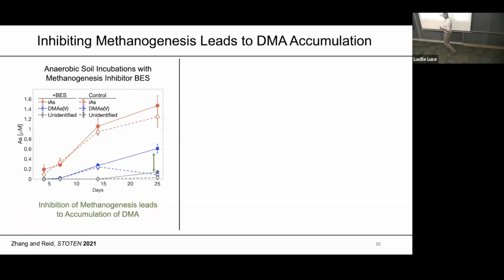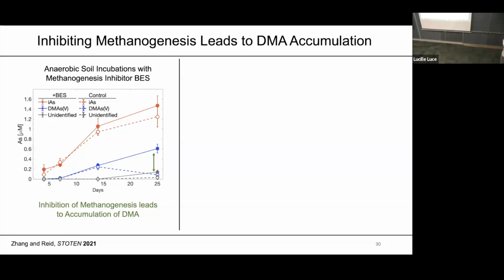when BES was used and methanogenesis was inhibited, we saw the DMA concentration continuously increase. When methanogenesis was not inhibited, DMA increased and then decreased. So we were thinking, could methanogens be involved in arsenic demethylation? Actually, does that make sense?